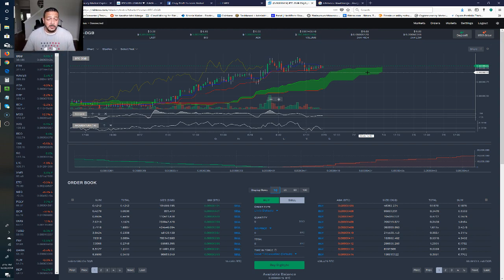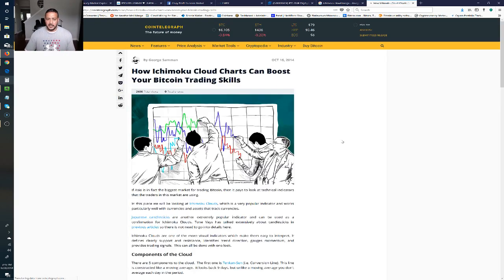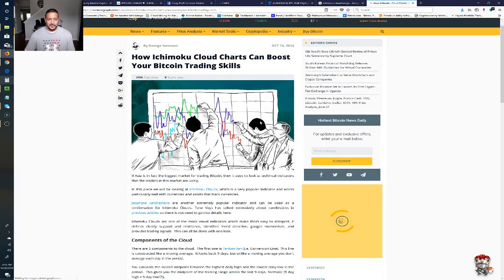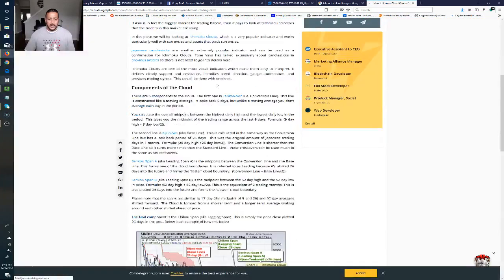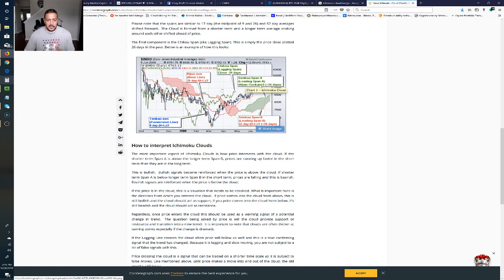If you don't know what the Ichimoku cloud is, I advise you to take a look at it. It's pretty much self-explanatory, but you've got to get in and learn it. All right, so I wanted to bring this up bigger. Let's see if I can get it. Here we go. This is Cointelegraph. They talk about the Ichimoku cloud. You can look up that concept. Here we go. This is the Ichimoku cloud graph in detail.